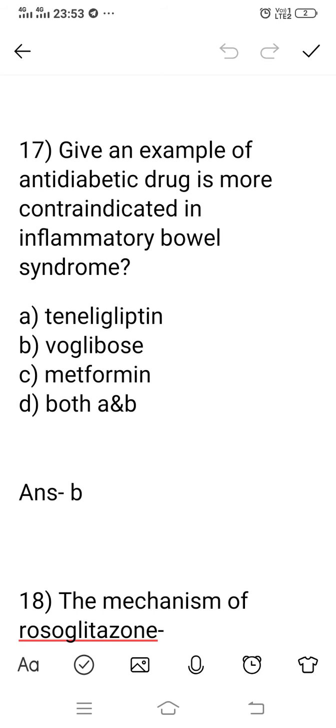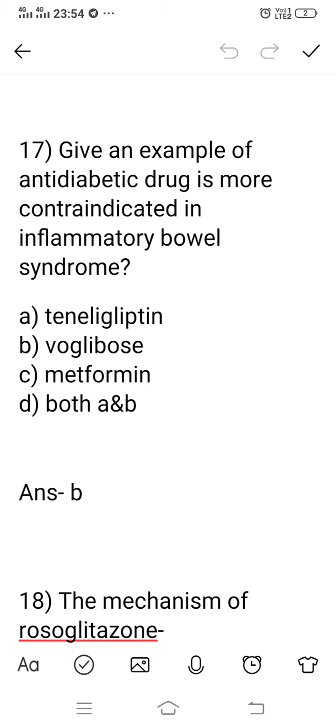Question number 17. Give an example of an antidiabetic drug which is contraindicated in inflammatory bowel disease. Option number A, teneligliptin, option number B, voglibose, option number C, metformin, option number D, both A and B. Actually, option number B, voglibose, is the right answer. Voglibose is an example of an antidiabetic drug which is contraindicated in inflammatory bowel disease.